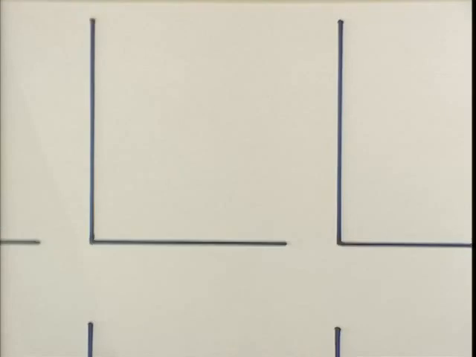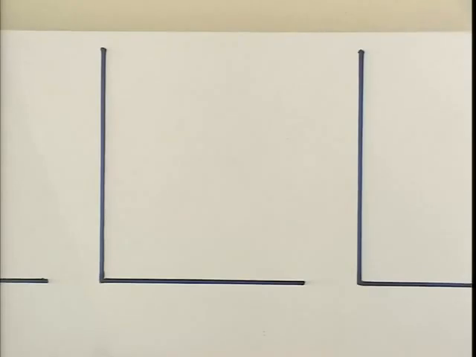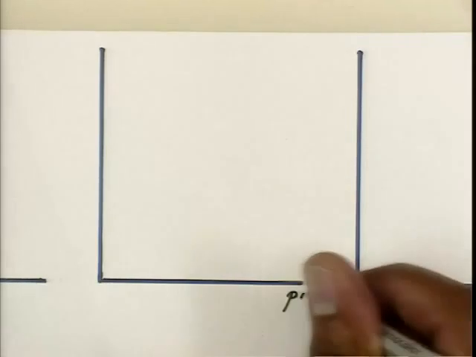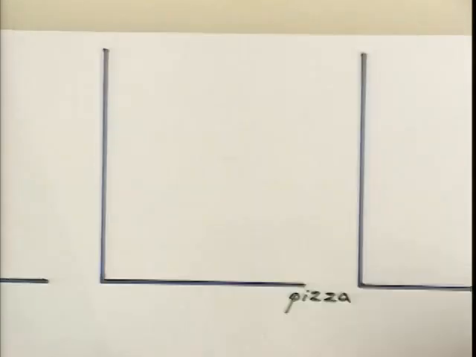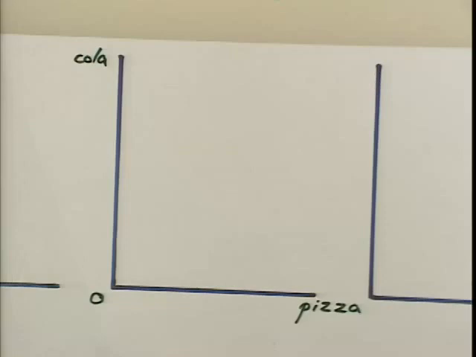Now, we started off the semester with a basic model of the economy. Economics is about scarcity. We want to answer 3 questions: what to produce, how to produce, and for whom to produce. We assumed that there were just 2 goods that we could produce. I'll try and stick with the same examples. It was pizza versus cola.